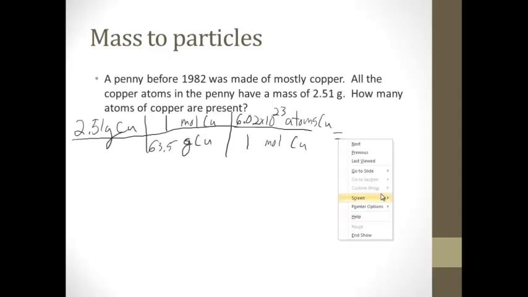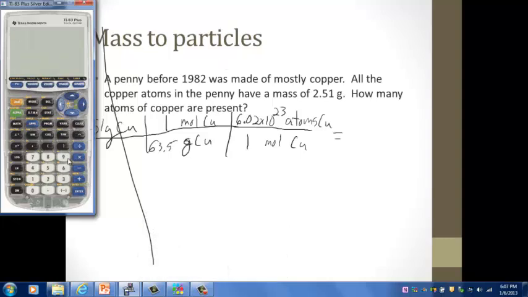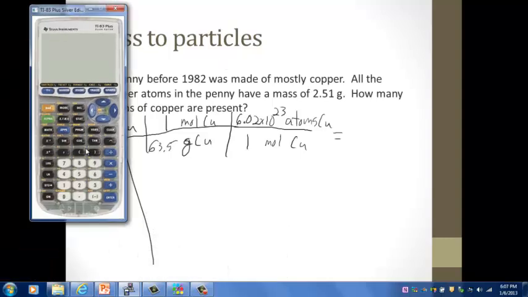Pop up my calculator. So here we go. I'm going to do this. We start off with 2.51 grams. You can multiply by 1 if you want, then divide by 63.5. Press enter. And then multiply, for those that are doing the times and not doing the E, that's fine. I'm going to show you. Remember, in parentheses, 6.02 times 10 to the 23rd. Close parentheses and press equals.